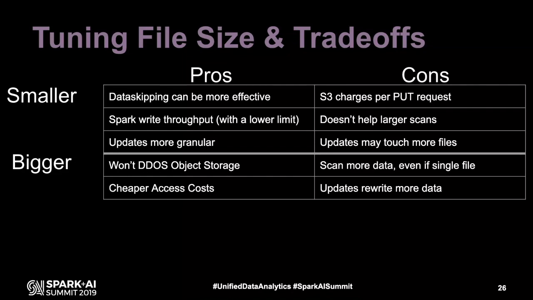Bigger files have other benefits, like if you are writing a massive amount of data and you try to write too many files to object storage, you may end up either being throttled or being told your job will fail because you've DDoSed the object storage. So bigger files will help on that side. And then if you're being charged per load, S3 as well charges for GET requests, and so you'll have cheaper access costs if you're loading bigger files and using the data. However, the other trade-offs apply. So if you are trying to update data, you may end up updating a larger file where you could have updated a much smaller file.